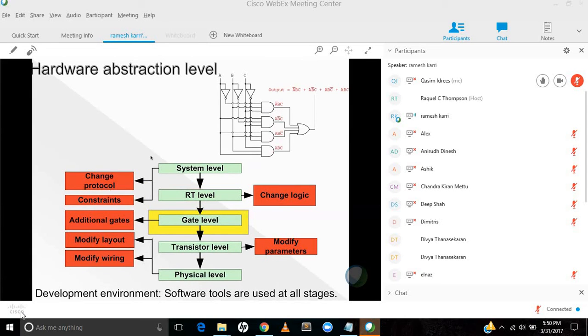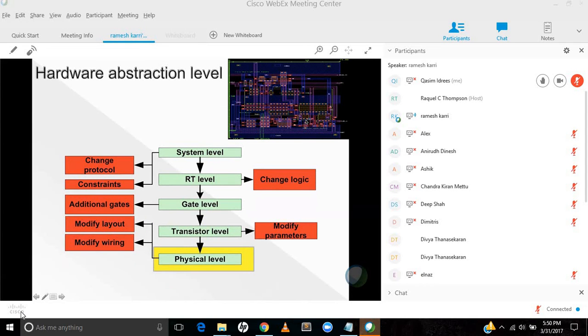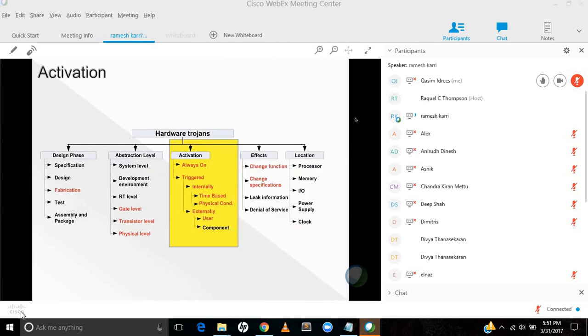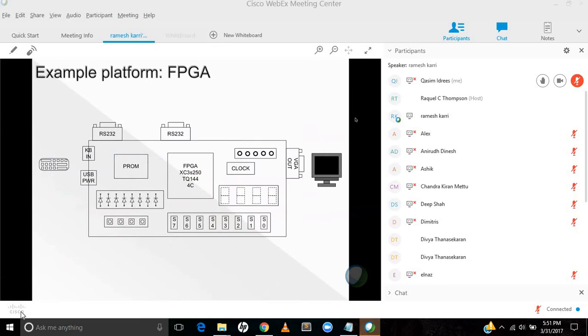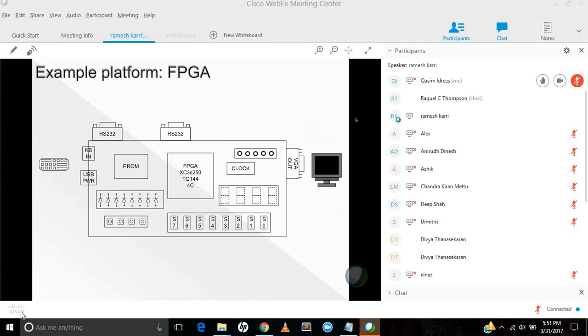This is at the gate level, where you can add additional gates. At the transistor level, you modify the thicknesses. I'm just going over this quickly. And then at the physical level, you have these layouts, and you can make them closer, thinner, thicker, and essentially these are called reliability attacks, where you make it less reliable. Okay, and if you look at Trojan activation, I'll quickly run through this. I'll show you a couple of examples later on.